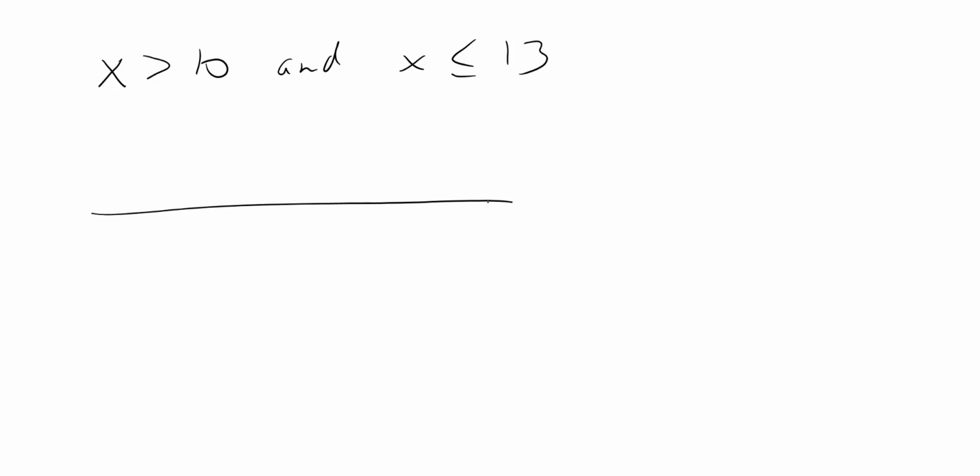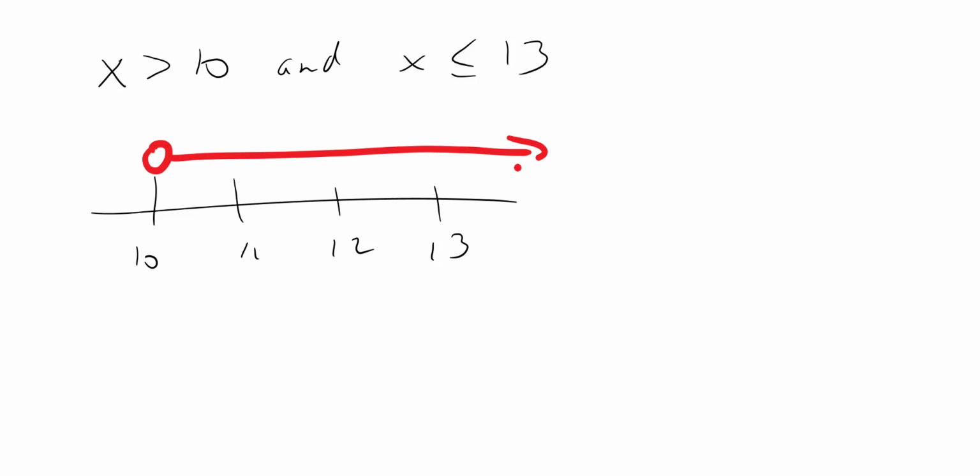x is greater than 10 and x is less than or equal to 13. Okay, so let's graph it. 10, 11, 12, 13. So greater than 10, less than or equal to 13, solid dot. Where do they overlap? They overlap right here.